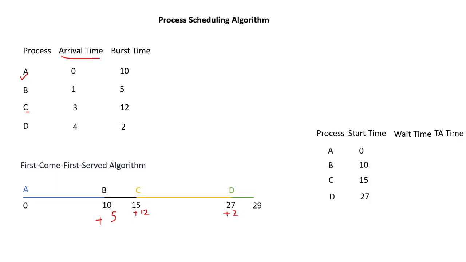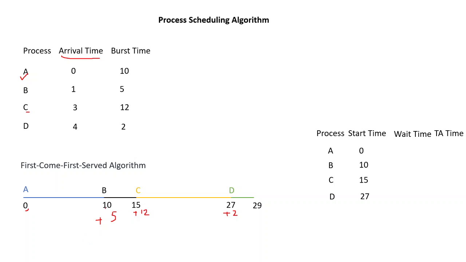So based on this, we know that the start time of A is 0. B has started at time point 10, C has started at time point 15, and D has started at time point 27. Based on this, the wait time of A will be 0, since A was the first process to be dispatched to the processor, and A arrived at time point 0.